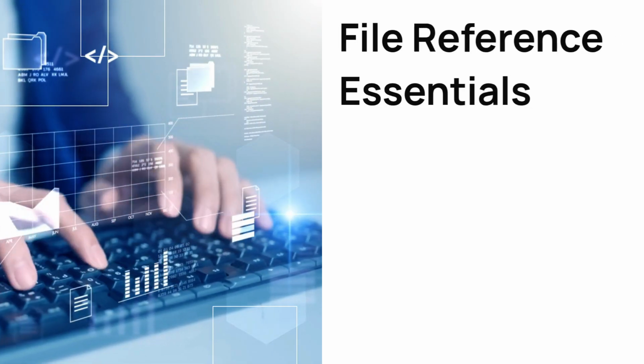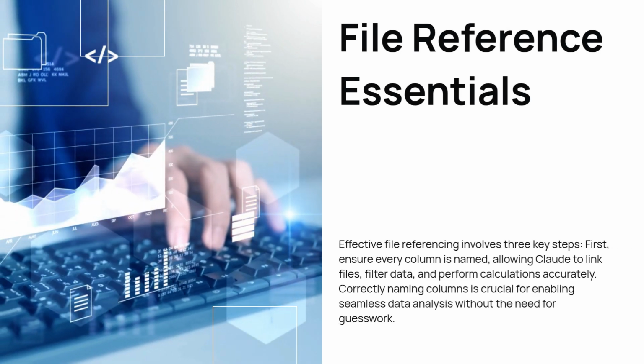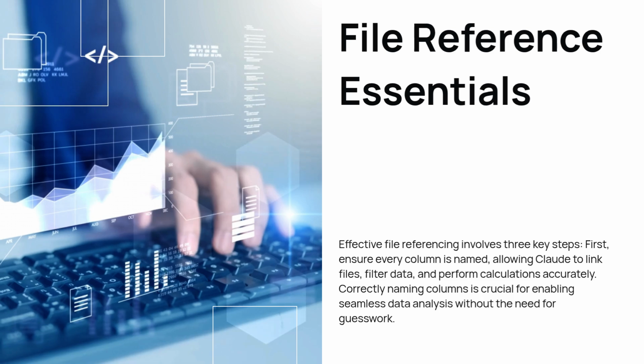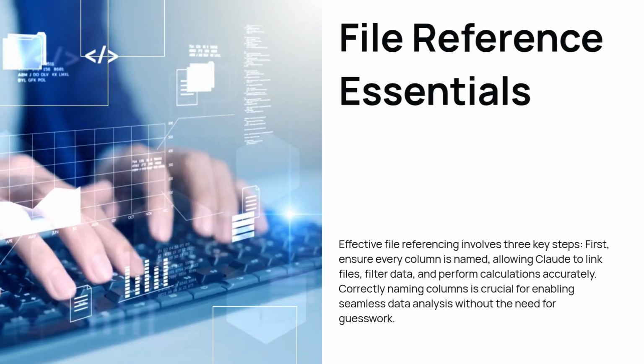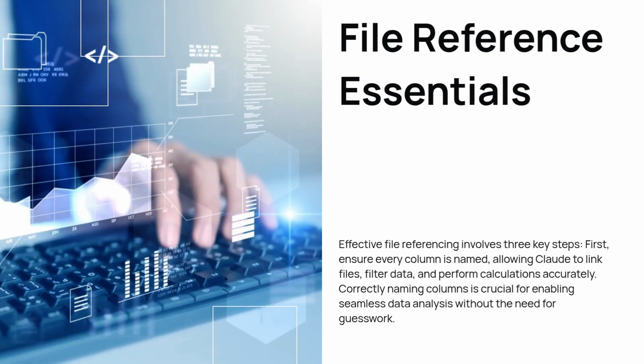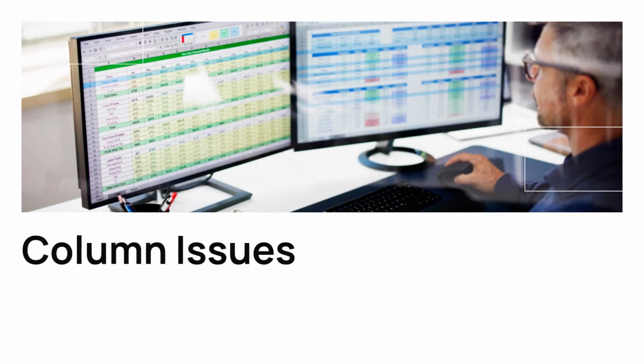A good file reference does 3 things. Get all 3 right and Claude can answer a real data question without guessing. The first is column names. You list every column in the file by name. This is what lets Claude join 2 files together, filter rows, and run a calculation. If the column list is missing or wrong, Claude will guess at column names and the answer will be unreliable.